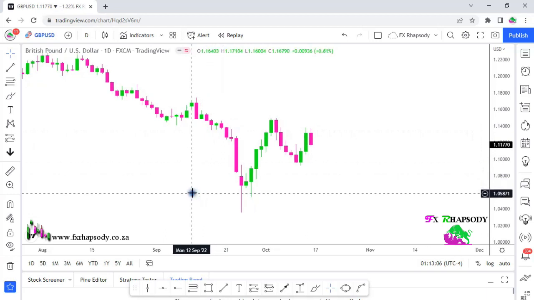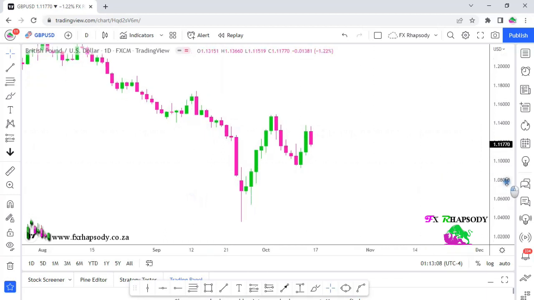So we're looking at the British pound US dollar. We're focusing on the daily time frame, then moving down to the 4 hourly and to the 1 hourly. On the daily time frame, we can see this big movement downwards, and then the retracement coming up again.